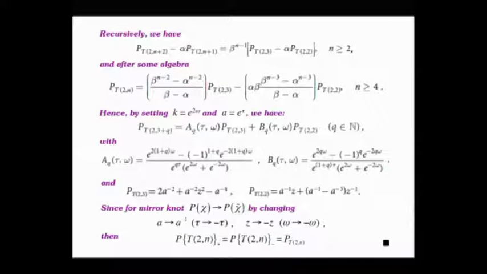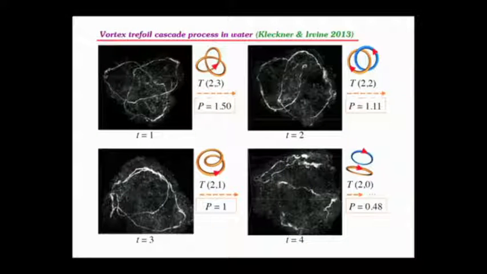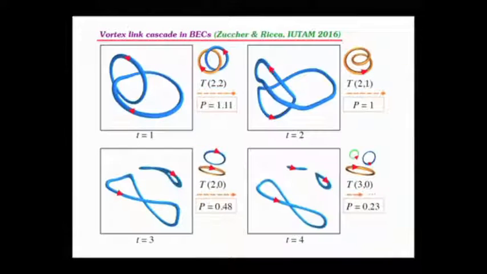You use this formula to compute numbers, and what you see is this. You compute the number for the trefoil, you get 1.5, and then you go to 1.11, and then to 1, and then 0.48. So it's decreasing.